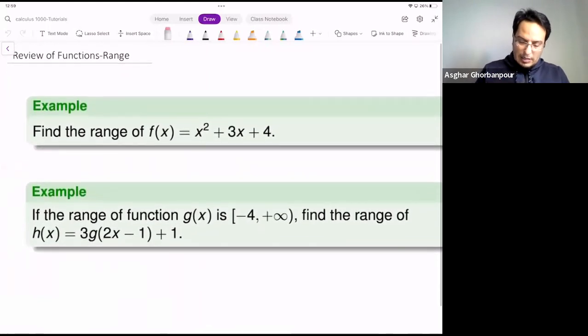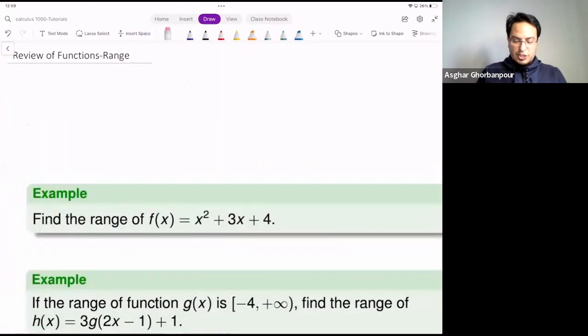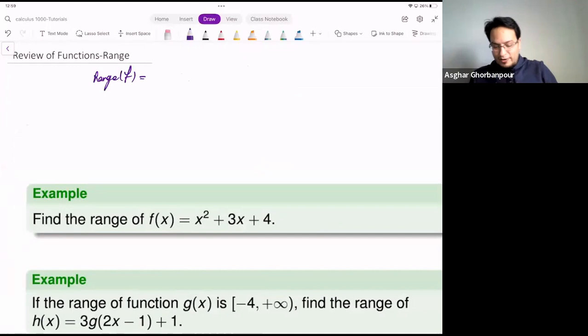Okay, so what about the range? I have been mentioning this. I will write it down. Range of a function. Well, remember, domain was all possible inputs. Range is all possible outputs of the function.